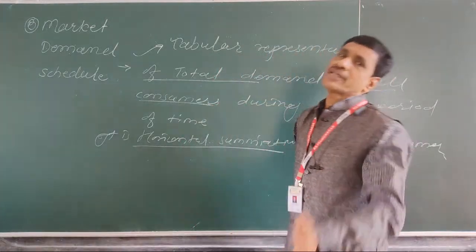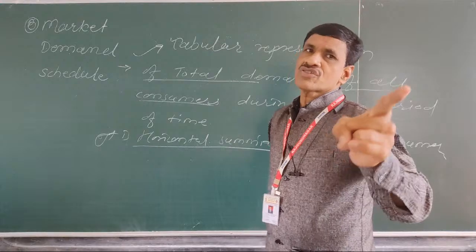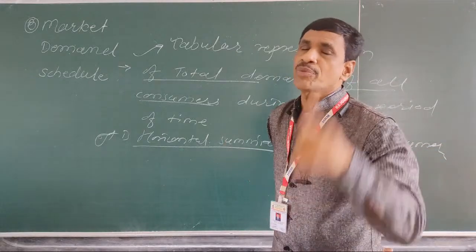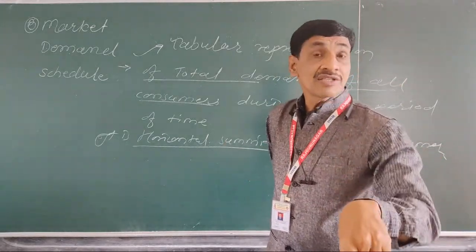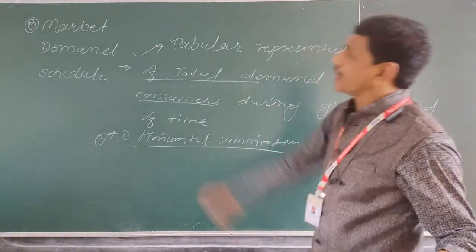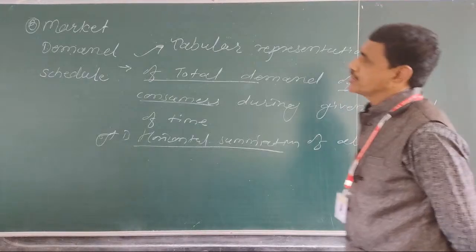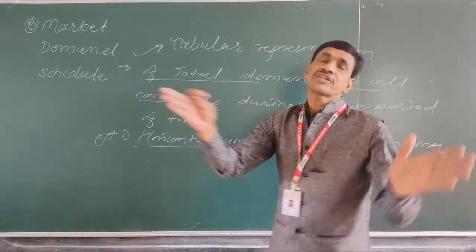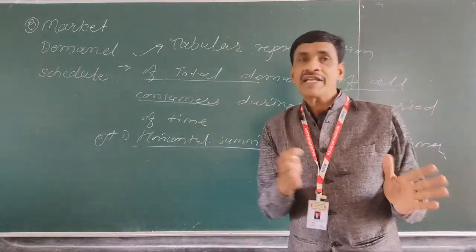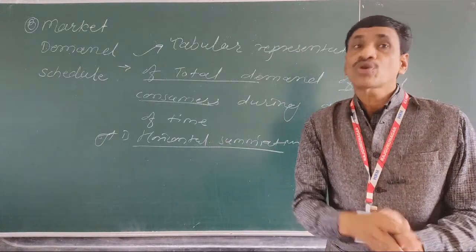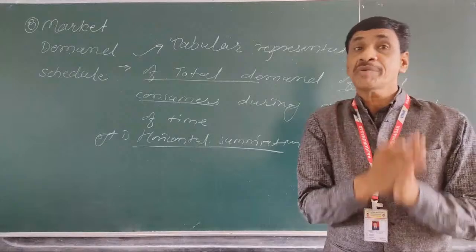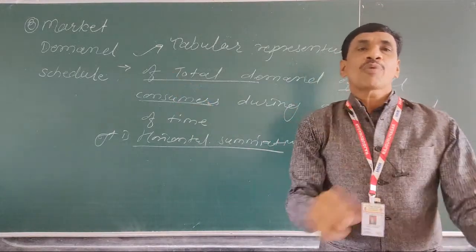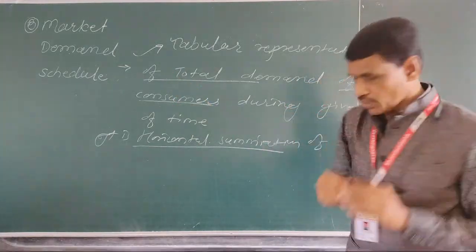So individual demand is the single buyer's demand. That's why there are only two columns in that schedule. The first is the price of commodity and the second is the quantity demanded. And market demand can be explained with the help of one table or schedule. In that table, there are various columns, because that demand indicates all buyers' demand in the market, total demand in the market. So market demand can be explained with the help of the market demand schedule. Okay.